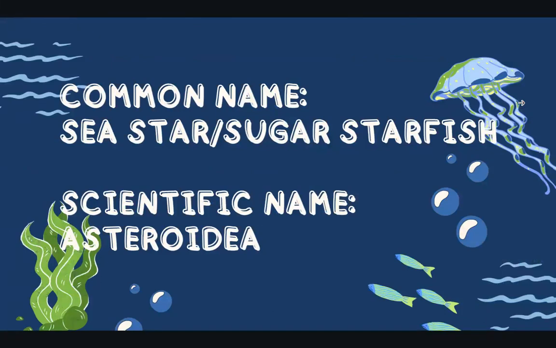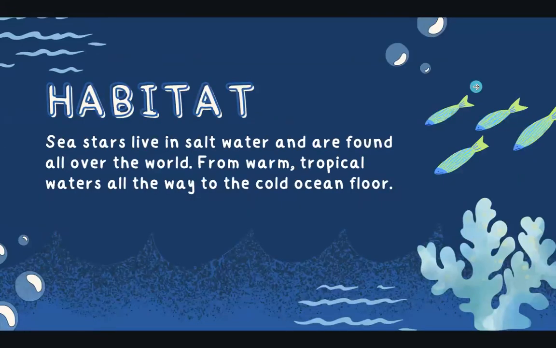So the common name is the starfish, as well as the sea star. And the sea star's scientific name is the Asteroidea. So sea stars live in salt water and are basically found all over the world. They can be found in warm tropical waters all the way to the cold ocean floor.